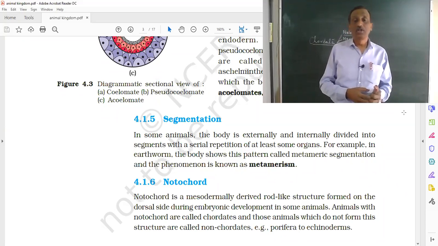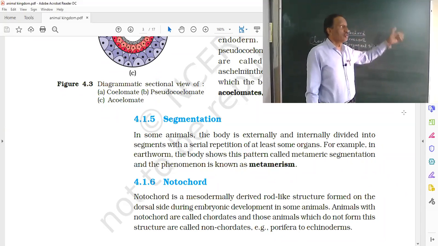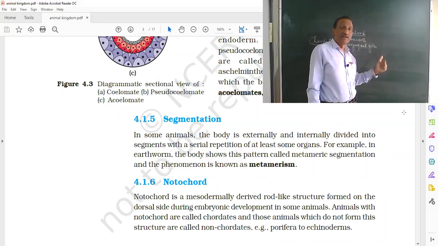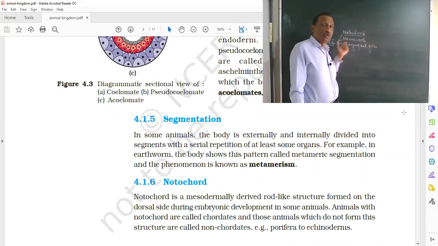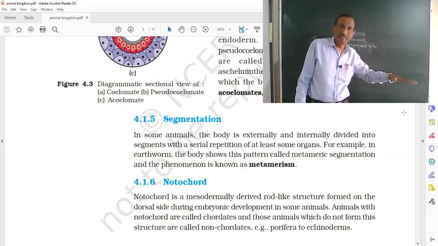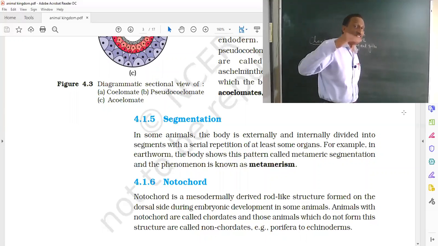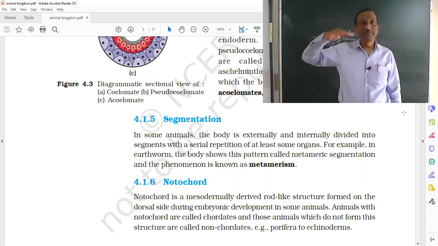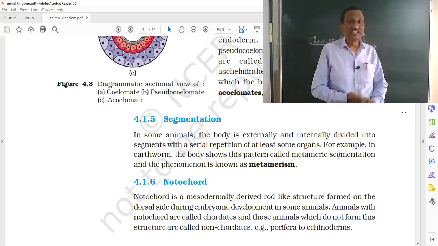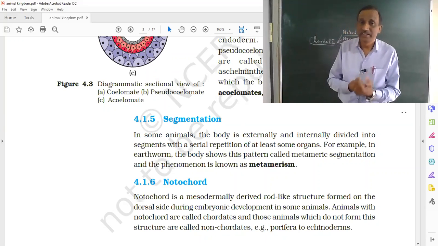Animals with a notochord are called chordates, and those animals which do not have a notochord are called non-chordates. So it is the deciding criterion whether the animals will be included in Chordata or Non-chordata. Non-chordates are lower, simpler, and came earlier. They have the simplest type of body system. But with the evolution of the chordates, many other characters have developed, and these animals are far better than the non-chordates.